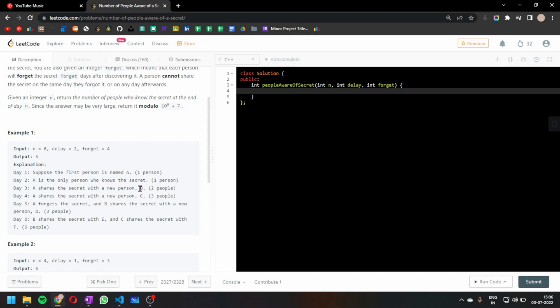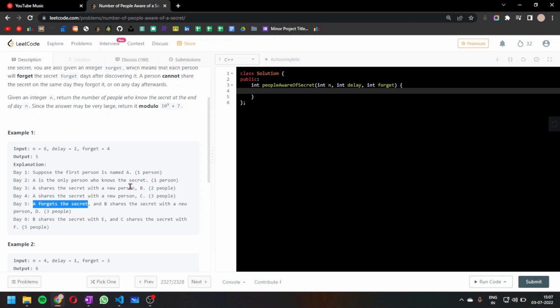One thing to note is that B will have a delay of 2 days as well, so B won't be able to share the secret till it reaches day 5. On day 4, A again shares the secret with a new person called C. So a total of 3 people know the secret. On day 5, A is going to forget the secret, because this is the 5th day and we have been given forget as 4. That's why A is going to forget the secret.